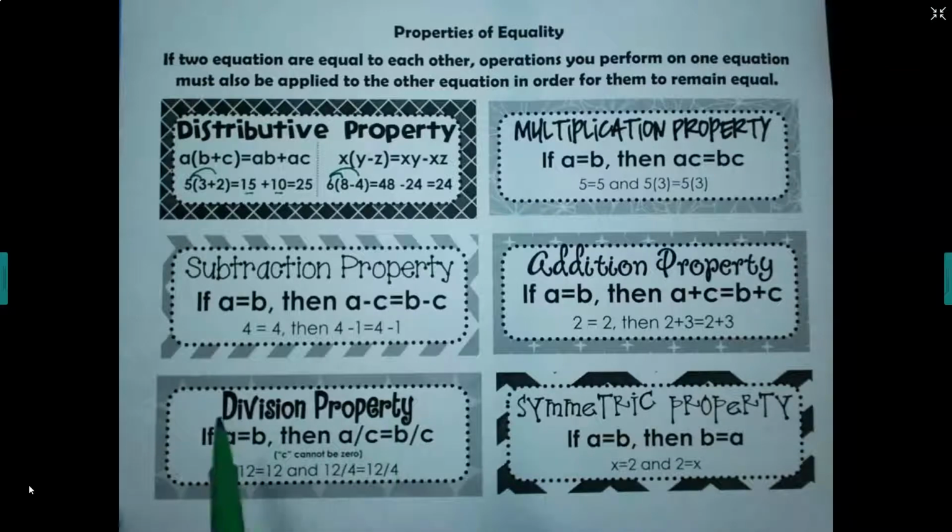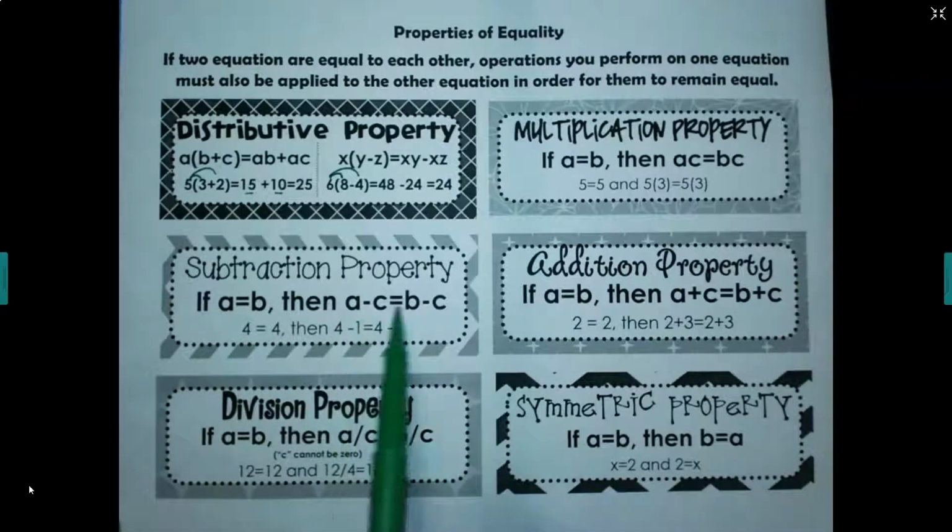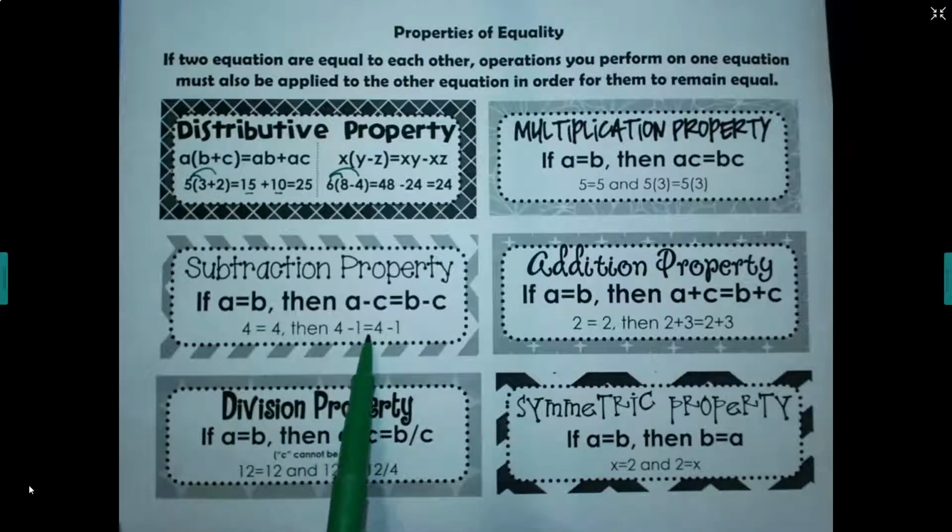Our subtraction property says if A equals B, then A minus C equals B minus C. What that means is, if A does equal B, and I subtract C from the A, I must also subtract it from the B in order to remain equal to each other. So if 4 equals 4, then 4 minus 1 equals 4 minus 1 because I subtracted the same amount on each side.